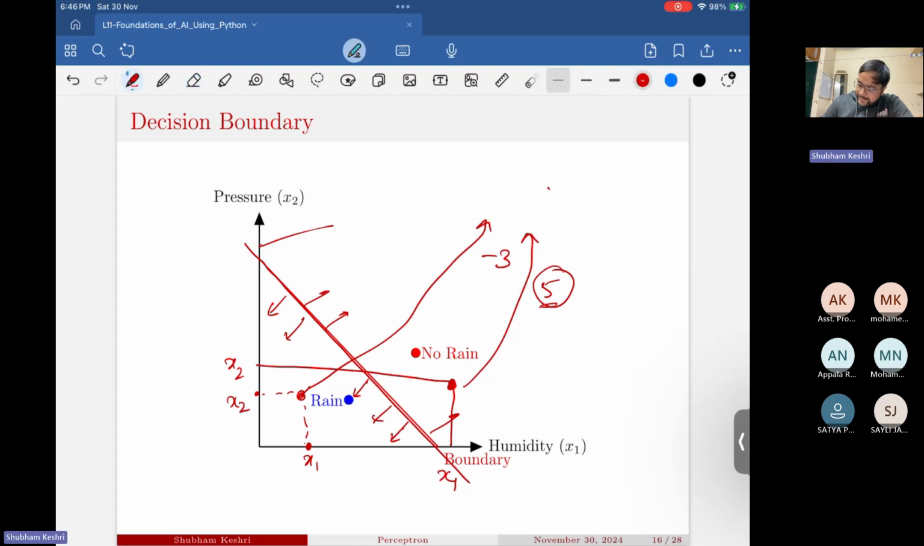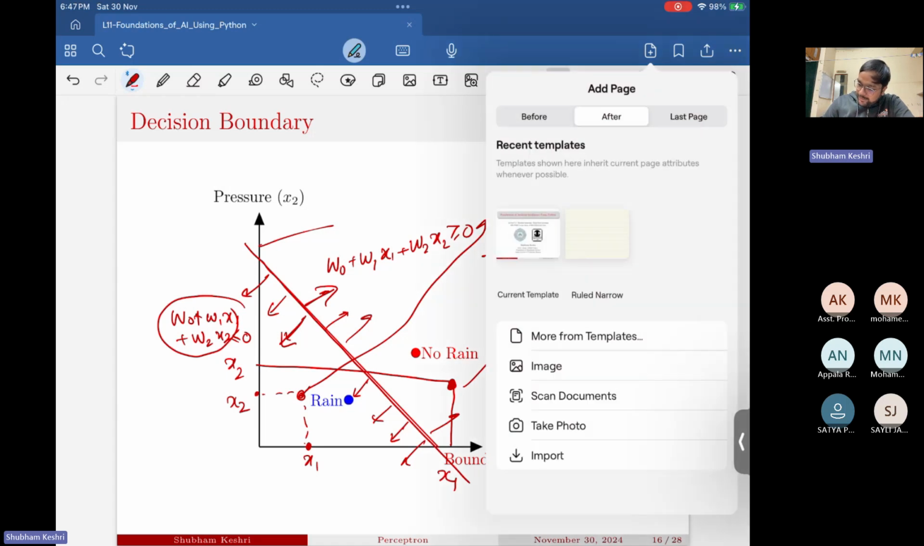So whenever I draw a line and I mark the areas like this side and this side, then W0 plus W1 x1 plus W2 x2, suppose this is greater than equals to 0, and W0 plus W1 x1 plus W2 x2 is less than equals to 0. So if this evaluates to negative, then you are on this side of the line, and if it evaluates to positive, then you are on this side of the line. I'll give you one example so it will be better to understand.